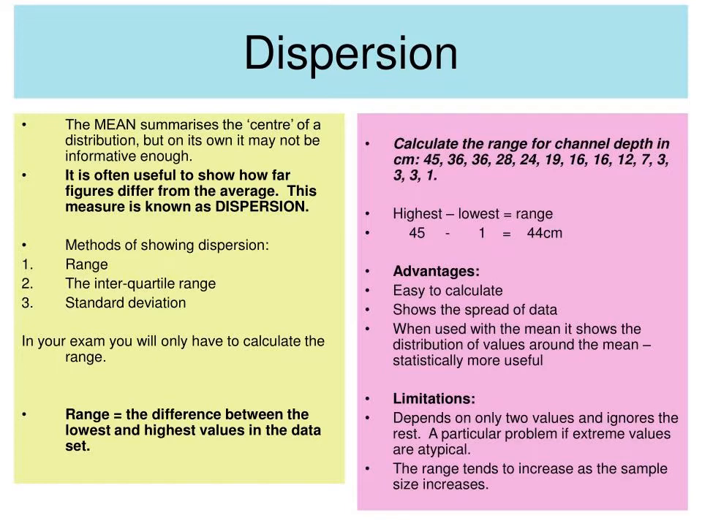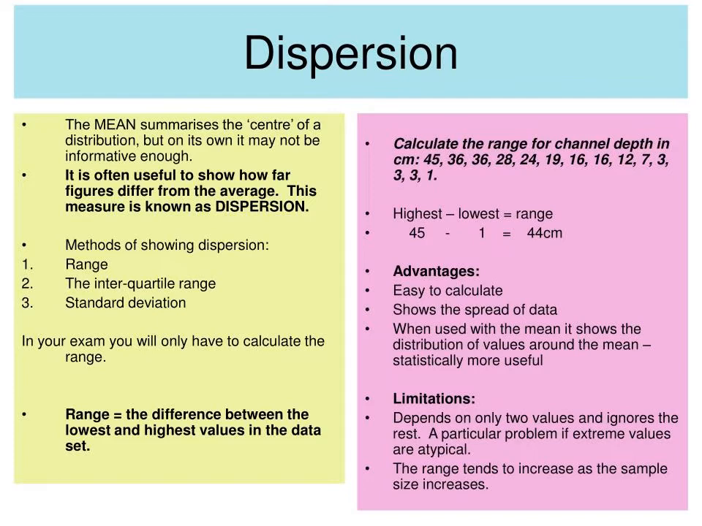The advantage of dispersion is that it is easy to calculate. It shows the spread of data, where your data is spread and how much the spread is. When you use it with the mean, it shows the distribution of the values around the mean, which is statistically useful. The limitation is that it depends on only two values and ignores the rest. It is a particular problem if extreme values are typical.